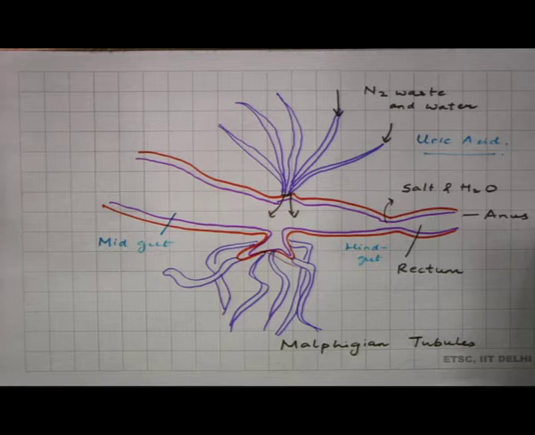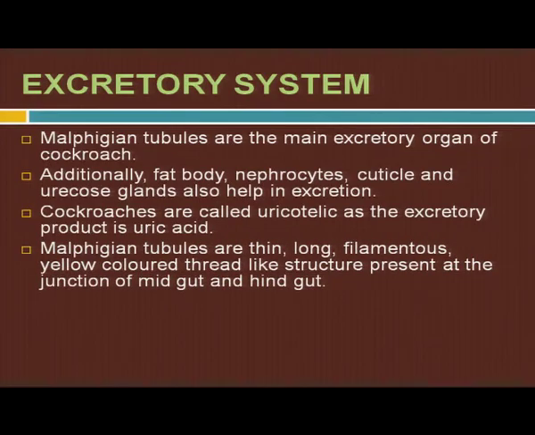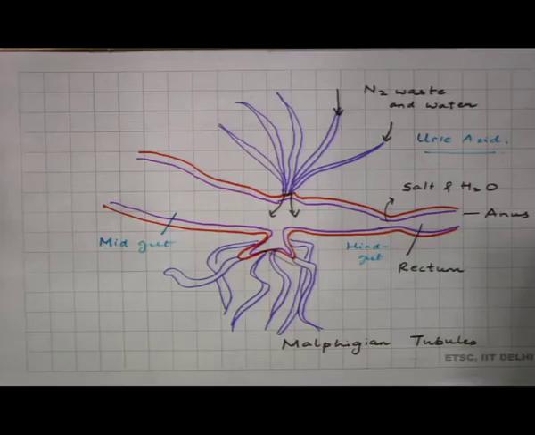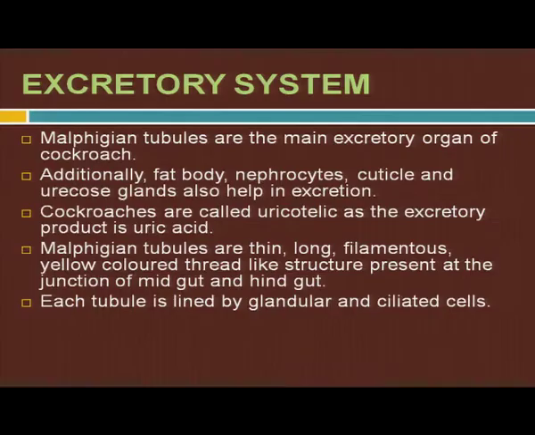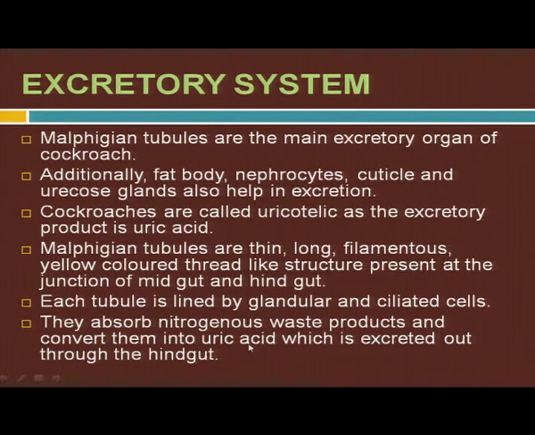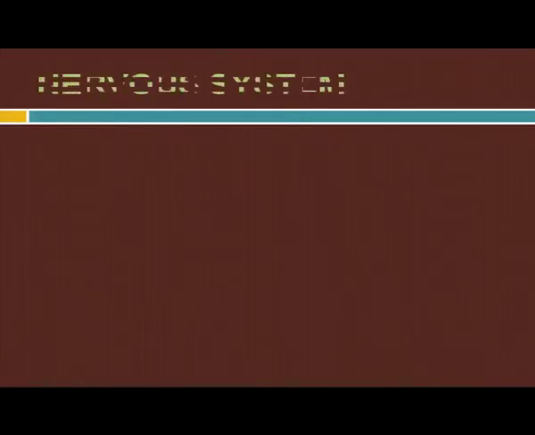So, what about cockroach? Cockroach is a uricotelic organism because the excretory product is uric acid. These Malpighian tubules are thin, long, filamentous, yellow-colored thread-like structures which are present at the junction of midgut and hindgut. Each tubule is lined by glandular and ciliated cells. You know, wherever there is a process of transportation, we know that ciliated columnar cells are present. So is true with the Malpighian tubules also. They absorb the nitrogenous waste products and convert them into uric acid, which is excreted out through the hindgut. So this was about the excretory system. I hope it was clear to you.